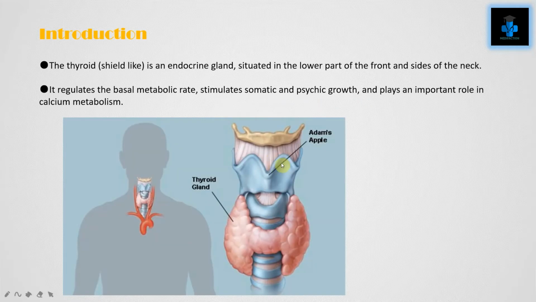Introduction. The thyroid gland, which is an endocrine gland, is situated in the lower part of the front and sides of the neck. It regulates the basal metabolic rate, stimulates somatic and psychic growth, and also plays an important role in calcium metabolism. This right here is the thyroid gland.